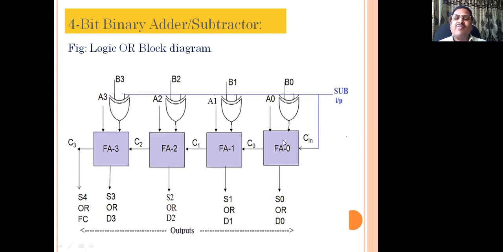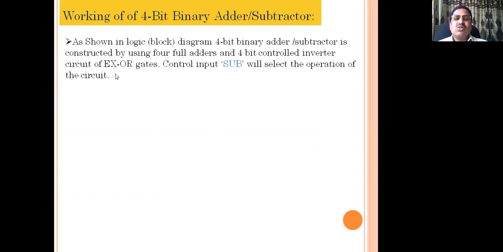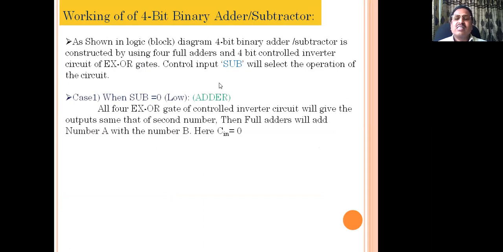If we add it with the first number, the resultant sum can be a difference by the 2's complement method. We can understand the working in brief with two separate conditions of the subtract input. As shown in the logic diagram, the 4-bit binary adder or subtractor contains 4 full adders with a 4-bit controlled inverter circuit using 4 XOR gates.